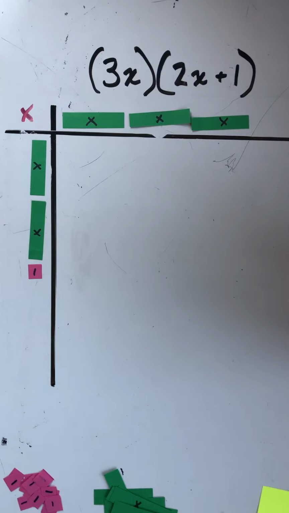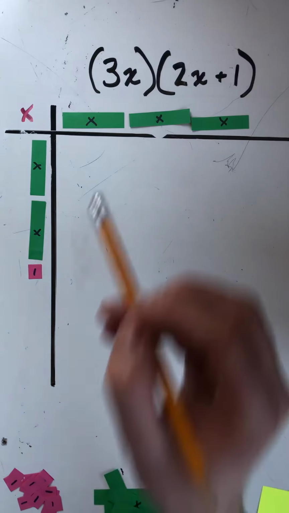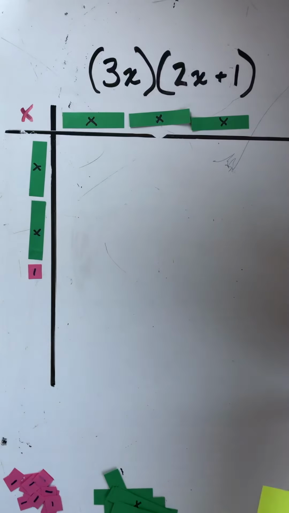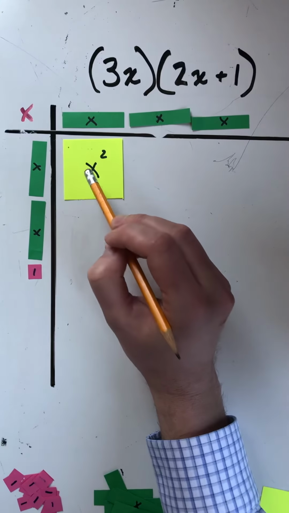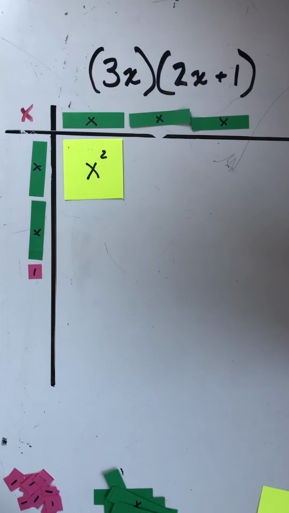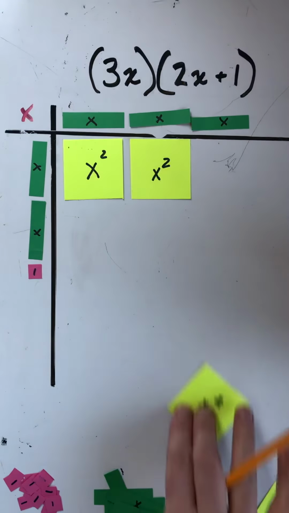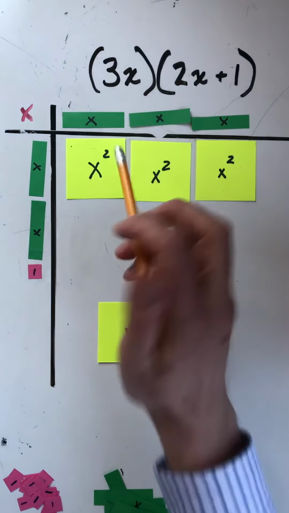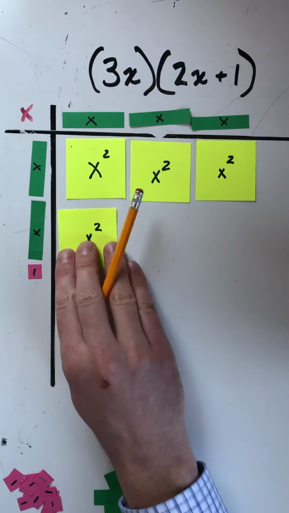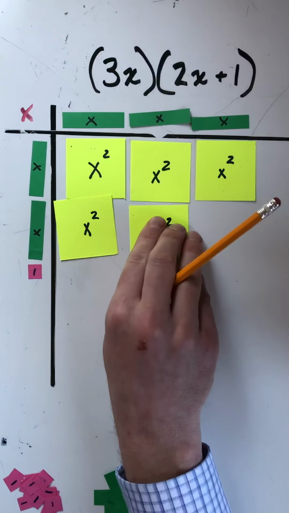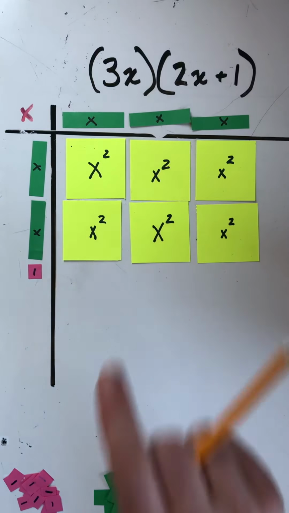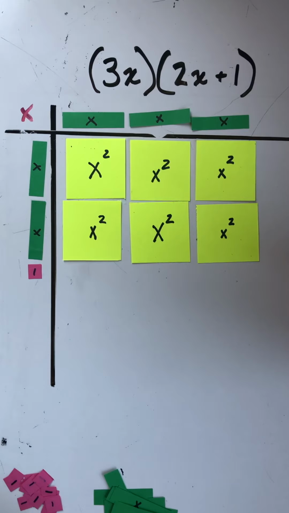Now I'm ready to create my product. x multiplied by x is x squared. Again, x multiplied by x equals x squared. And so on. Again, x multiplied by x is x squared. And so I end up with this as my first step of my product.